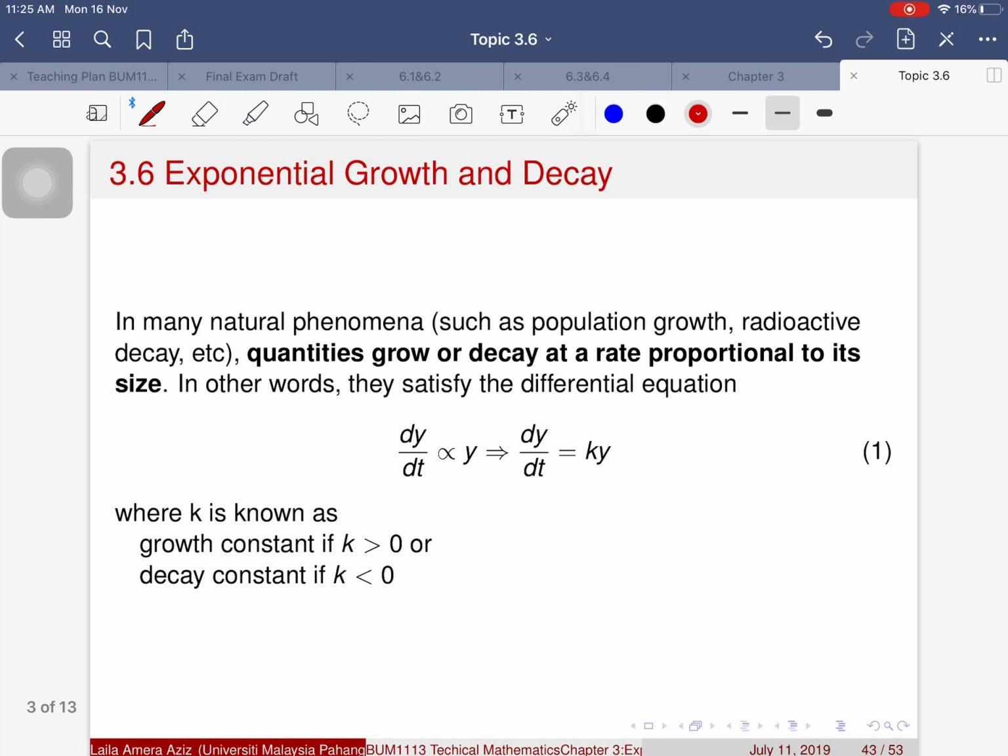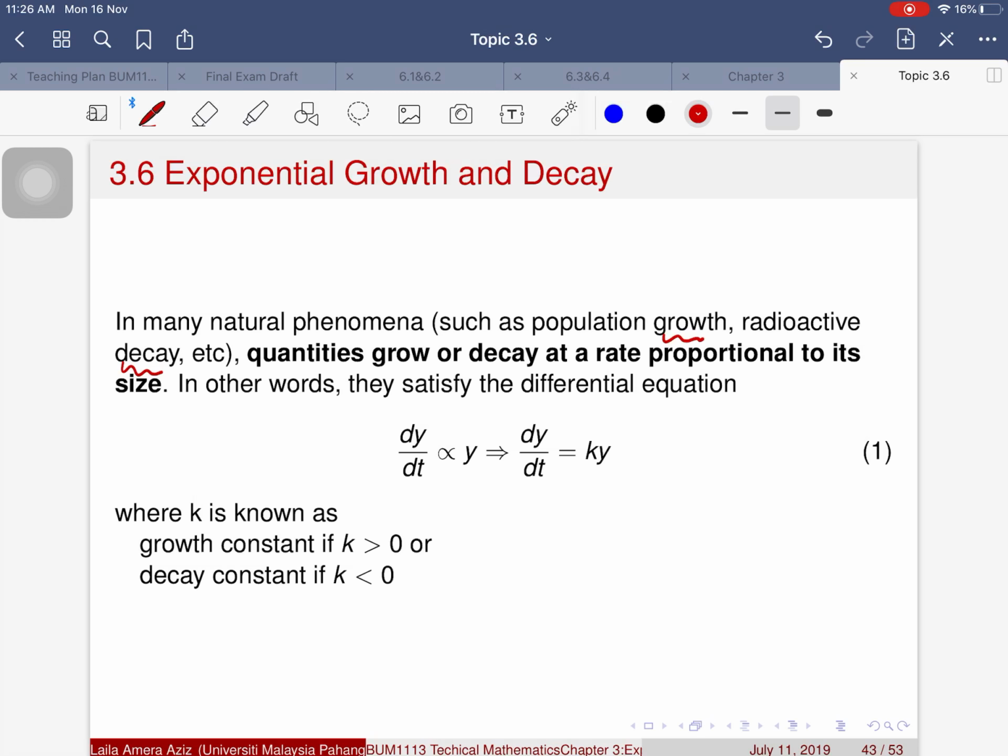Right, so for exponential growth and decay, there is a specific equation that we can use to model the situation. It says over here, in many natural phenomena such as population growth or radioactive decay. So growth means how the population grows. For example today, there are 3 million people in Malaysia, and in the next 10 years it would be 10 million and so on. So that is population growth.